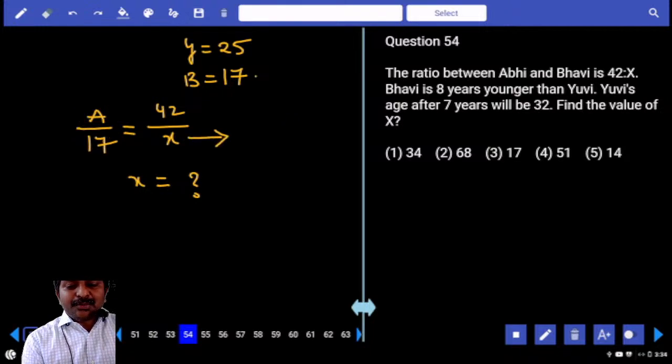If X has to be equal to 1, what could be the possible value for A? 42 into 17.